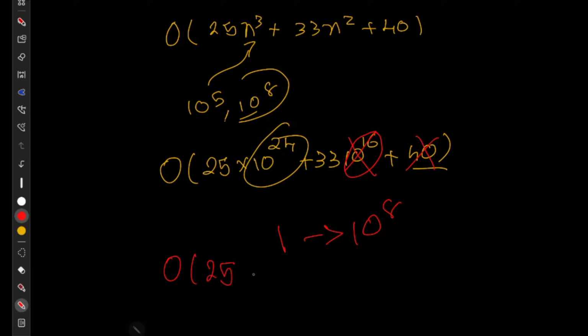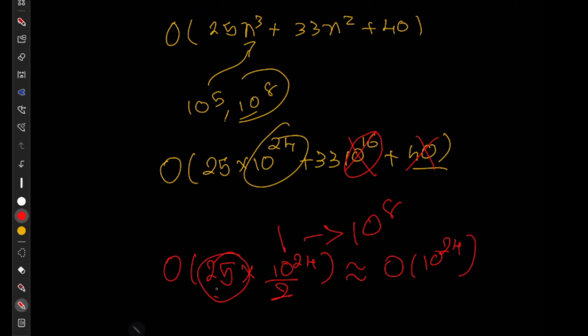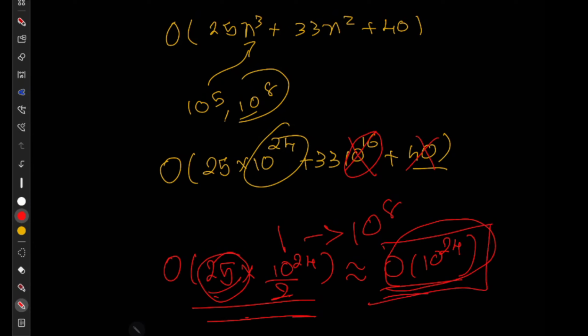Ultimately, the time complexity will be 25 into 10 raised to power 24. And also the constant like 25, or divided by 2, can be ignored, and the ultimate time complexity will be 10 to the power 24. We can ignore constants like 25 or 1 by 2 or anything. We write time complexity like that. This is the exact time complexity and this is the approximate time complexity, but in every interview question they will ask you to give the time complexity and you will write this. So this is the basic of how we can write time complexity.